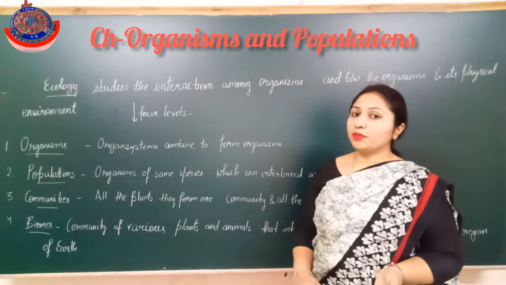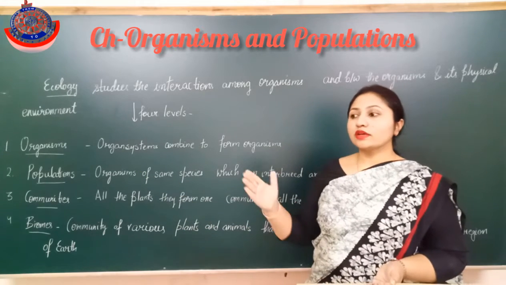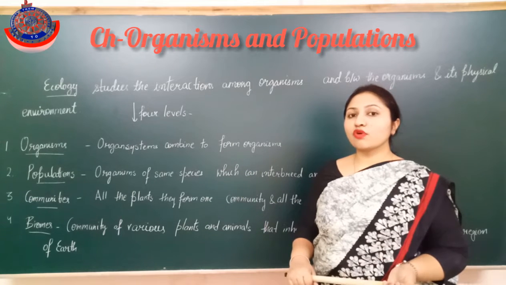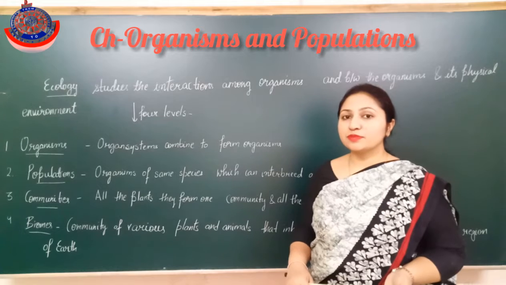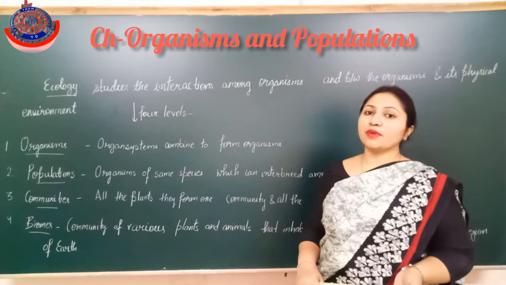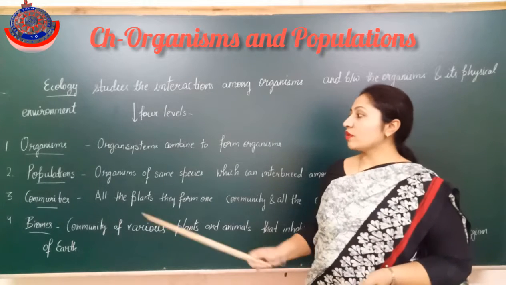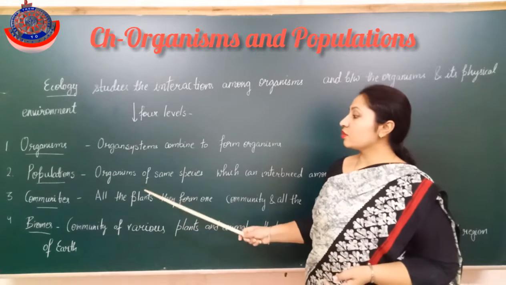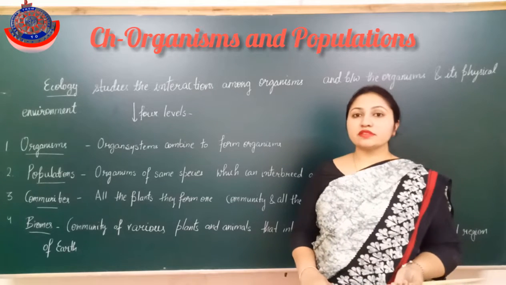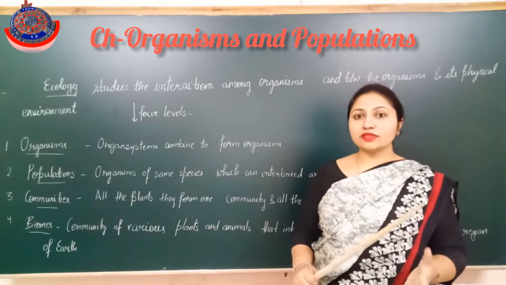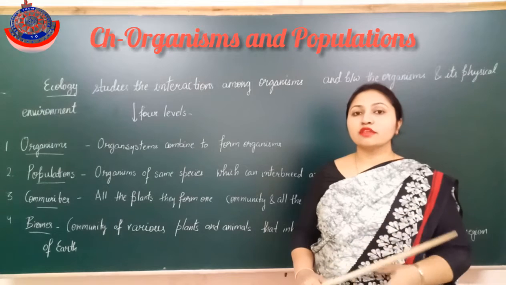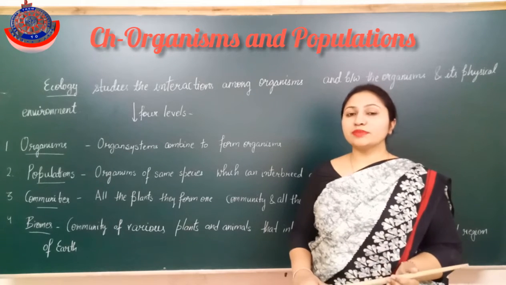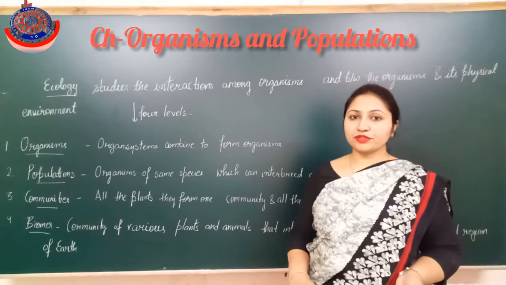So in this manner, an organism is formed. Now next is population. What does a population consist of? Population consists of the organisms of the same species which can interbreed among themselves. So they are considered as a population. Now next is communities. What are communities? All the species of the plants together form one community, and all the species of the animals together form one community.